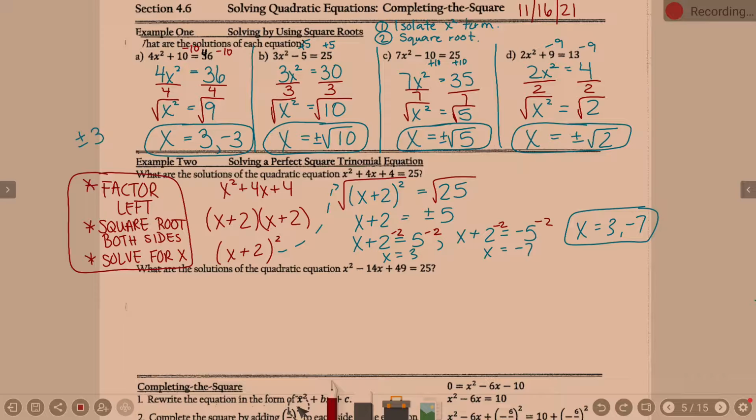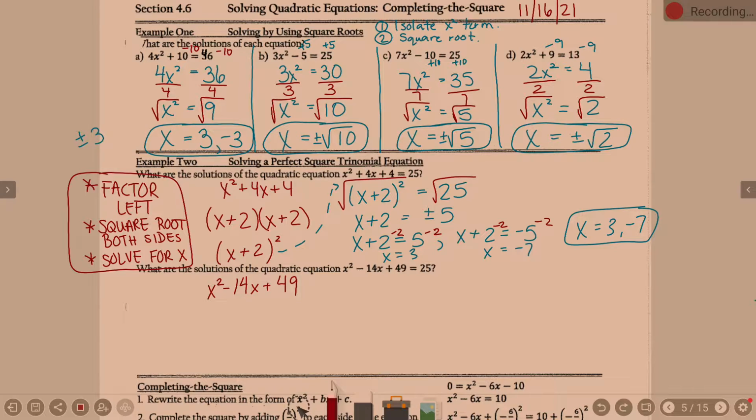Okay, let's try the other one here. Find the solutions of the quadratic equation x squared minus 14x plus 49 equals 25. If it was yesterday, I'd say, okay, let's make it equal to 0, go from there. But specifically, we're talking about perfect squares here, right? I'm doing the side work over here. You may or may not need this side work. Maybe you can just factor it. How do we factor x squared minus 14x plus 49?